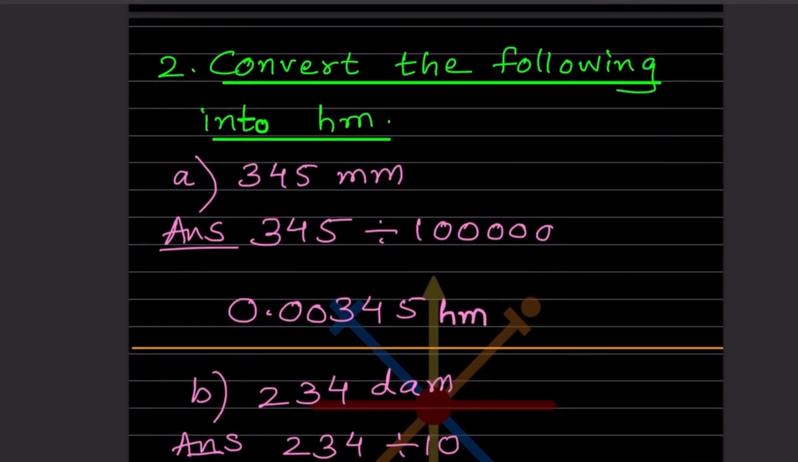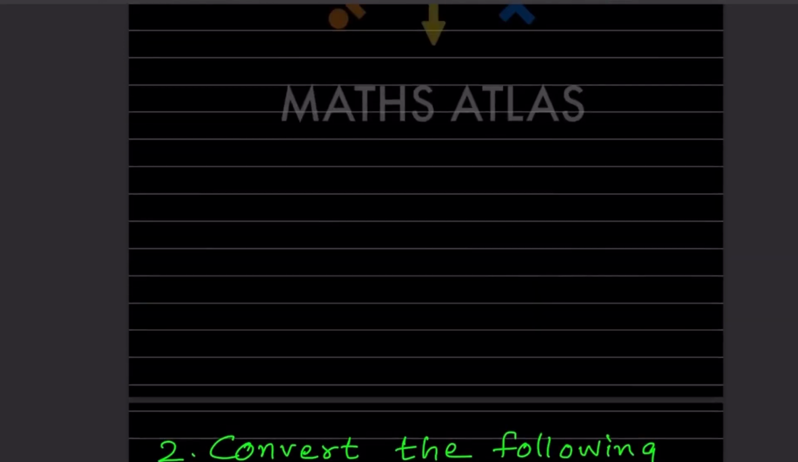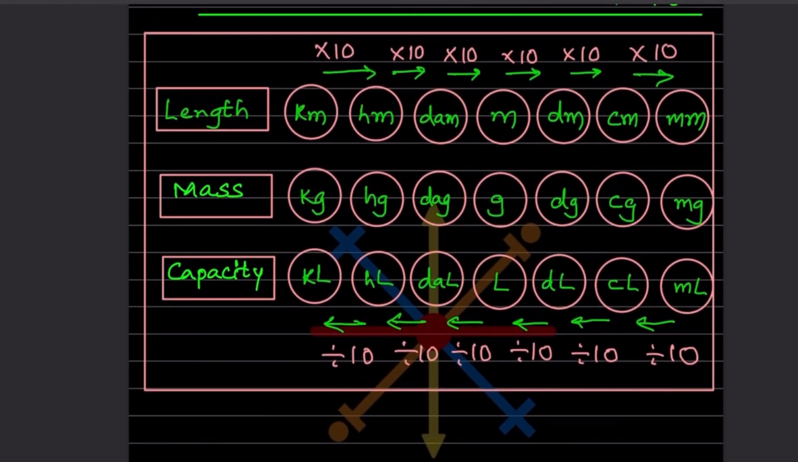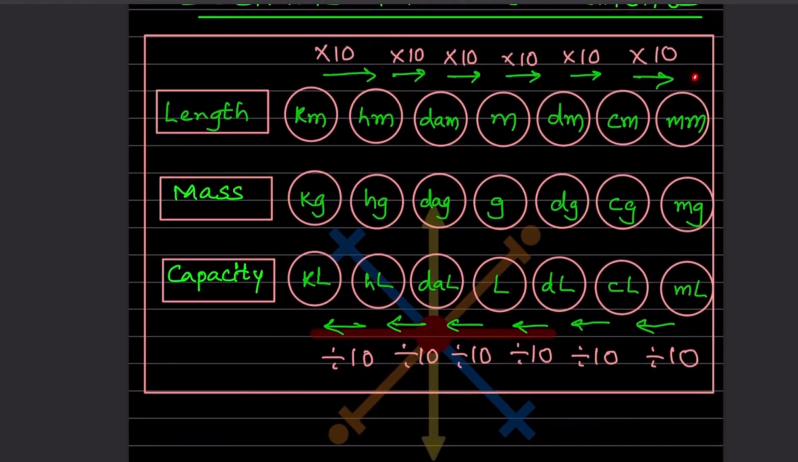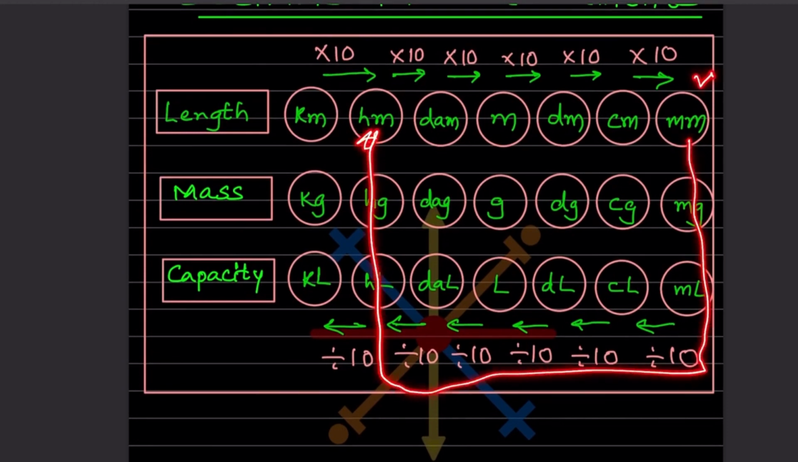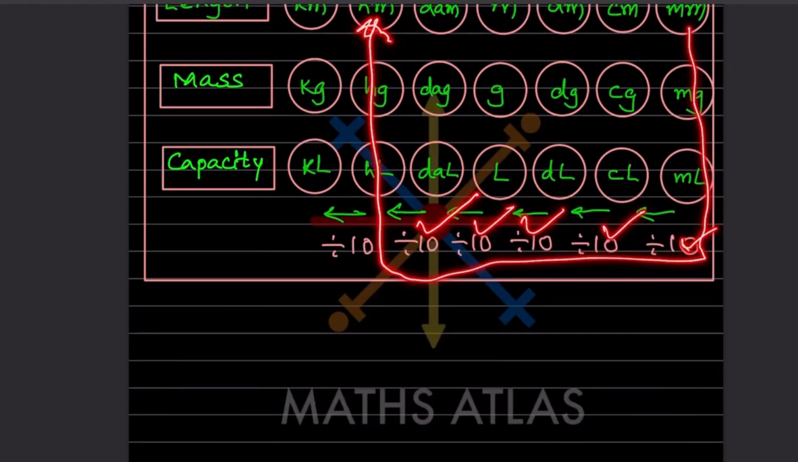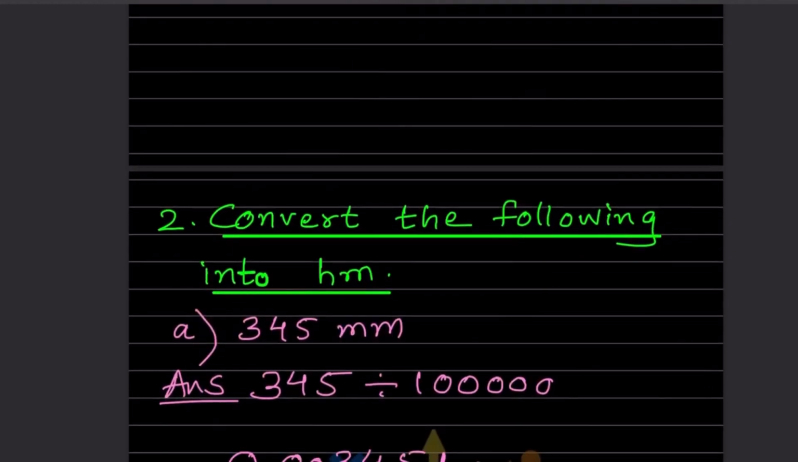Now here, they said convert the following into hectometer. So this 345 millimeter is given, from millimeter to hectometer. Now where is millimeter? Millimeter is here, and you are going to go to hectometer, which means you are going to go in the reverse order. So how many tens are in between? 1, 2, 3, 4, 5. So what are you going to do? You are going to divide by this number.